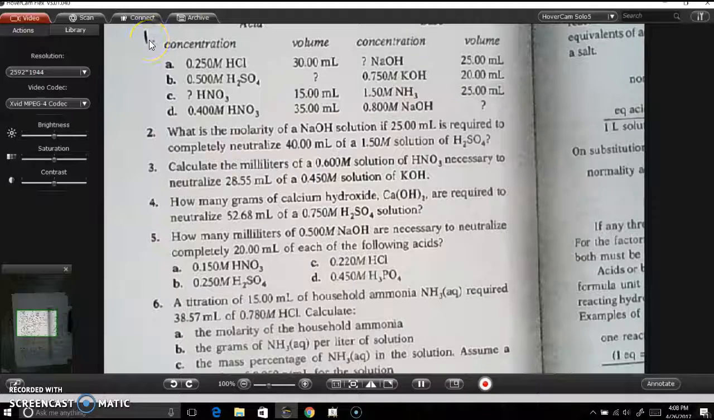This is problem number one. I made a copy for you, and this is what the copy looks like. There's going to be A, B, C, and D. You have to do C, and 2, and 3. So what I'm going to do is I'm going to do 1A, and I'm going to show you what it's all about.